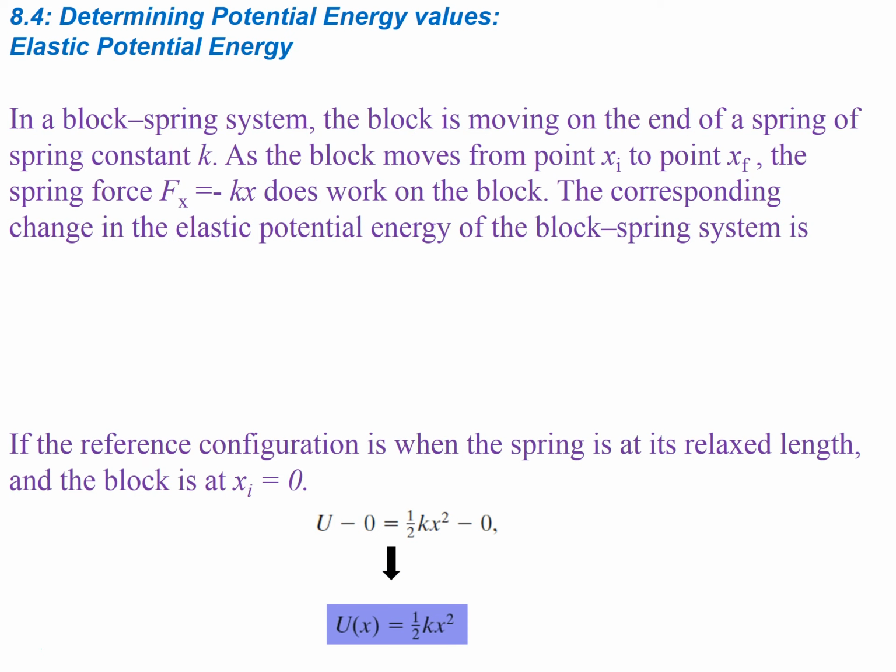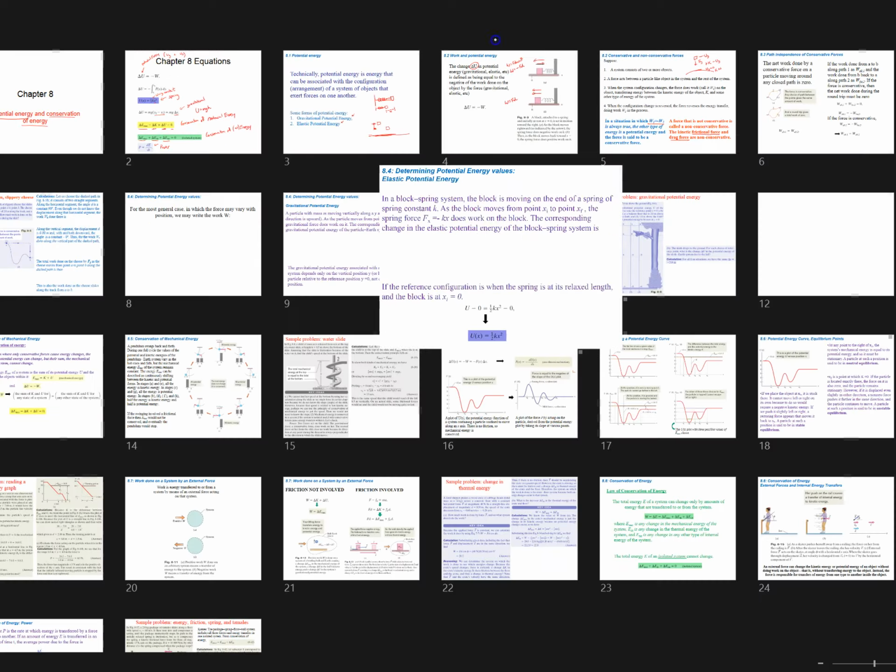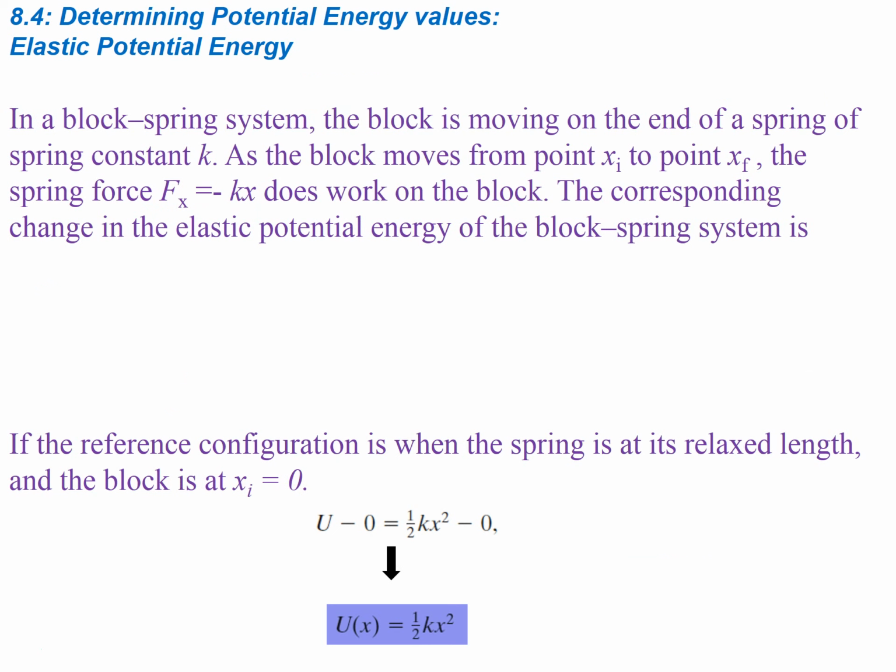All right, so let's talk about elastic potential then. So in this block-spring system, right, we have something like this, a spring. The block is going to be moving on the end of the spring with a spring constant of k. As the block moves from point xi to xf, the spring force, which we saw last chapter, the force due to the spring, does work on the block. And now the corresponding change in elastic potential energy would then be given by.